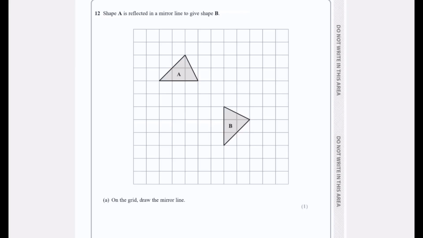Question 12. Shape A is reflected in a mirror line to give shape B. Draw the mirror line. So we've got a diagonal mirror line here, straight down like that. So we can see this green point is one diagonal away, same on both sides. This red one, 1, 2.5, half, 1, 2. And this blue one, 1, 2.5, half, 1, 2. The same distance away from the line on both sides.